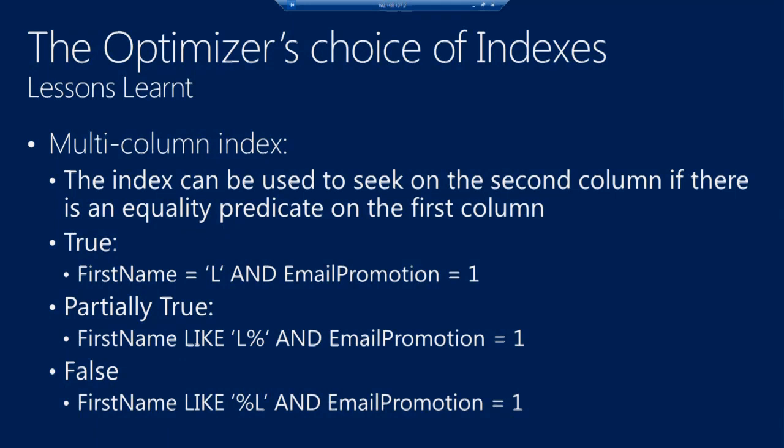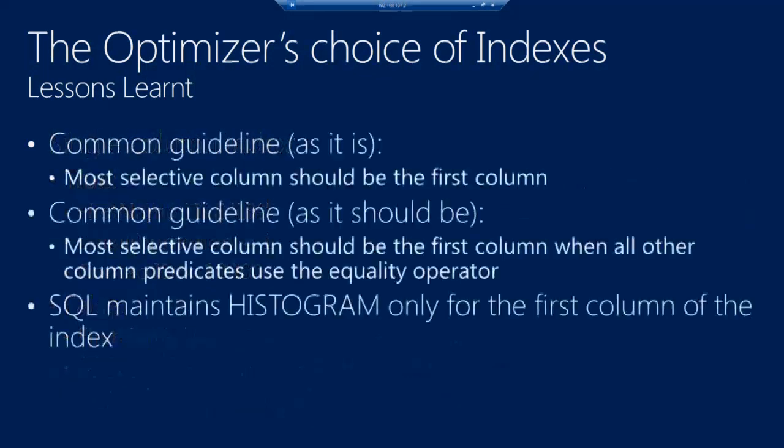So the short answer is yes, the index can seek on the second column if there is an equality predicate on the first column. The long answer here is the common guideline: the most selective column should be the first column in your index key formation. All of you agree with me? Yeah, that's the common guideline. And if we really follow this common guideline, first name should be our first column.